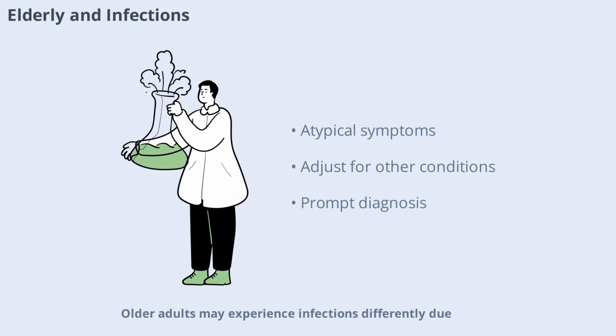Older adults may experience infections differently due to age-related changes in the immune system. Symptoms can be less obvious, and treatment may need to be adjusted for other health conditions or medications. Prompt diagnosis and tailored therapy are important for this age group.